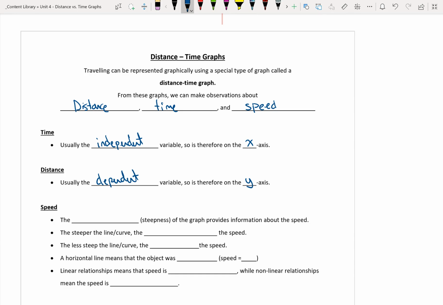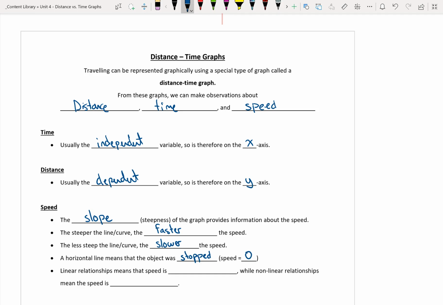Speed is the slope or steepness of the graph, and it provides information about what the speed is. So the steeper the line or the curve, the faster or higher the speed. The less steep the line or curve, the slower or lower the speed. If you have a horizontal or flat line, it means the object was stopped, and that means that our speed is 0.